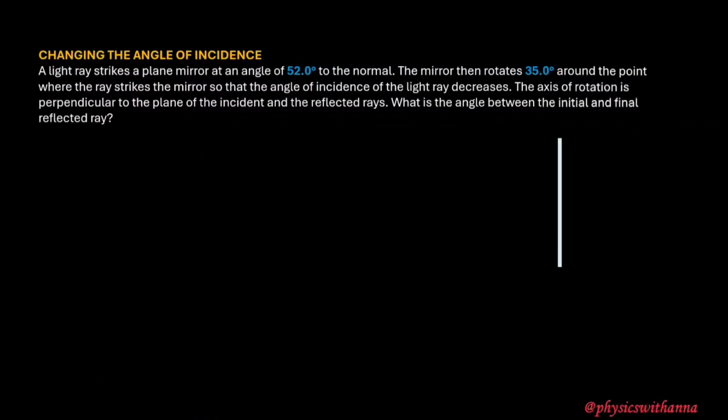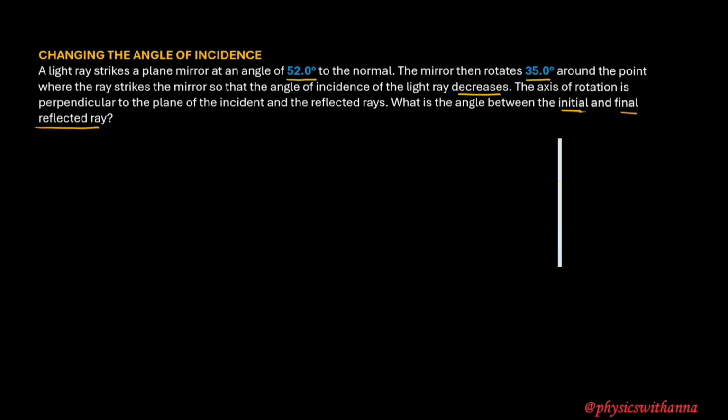In this video, we are going to discuss a question based on changing the angle of incidence. The question says a ray of light strikes a plane mirror at an angle of 52 degrees to the normal. The mirror then rotates 35 degrees around the point where the ray strikes the mirror so that the angle of incidence of the light ray decreases. The axis of rotation is perpendicular to the plane of incident and reflected rays. What is the angle between the initial and final reflected ray?